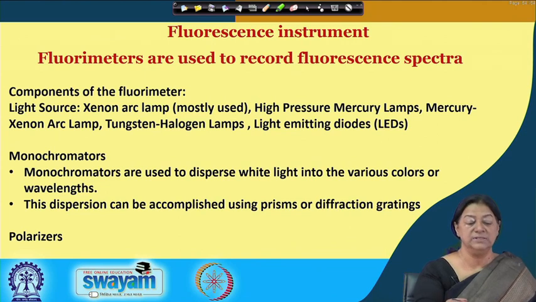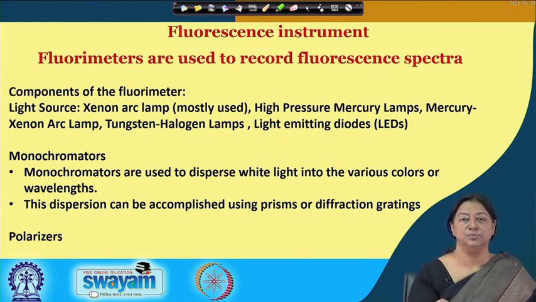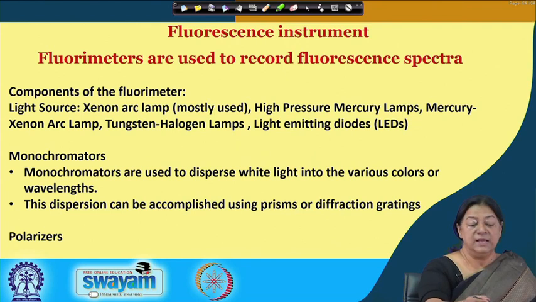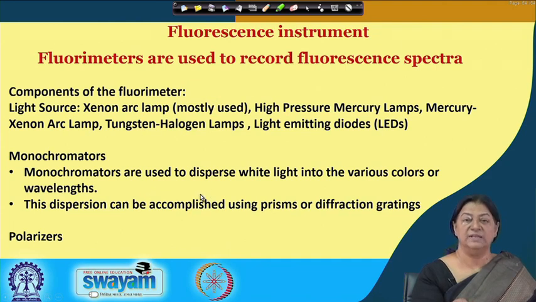What are these components? These are a light source, a monochromator, polarizers, and in addition we can have other components, more sophisticated instrumentation that will of course give us more information about the molecule of interest. The light source is usually a xenon arc lamp, which is mostly used. The monochromators are used to disperse the white light into different specific wavelengths that are of interest, and the dispersions are usually accomplished by prisms or diffraction gratings.